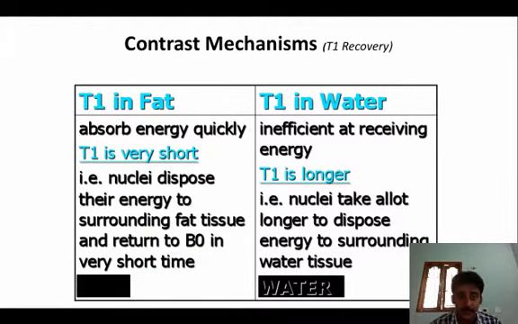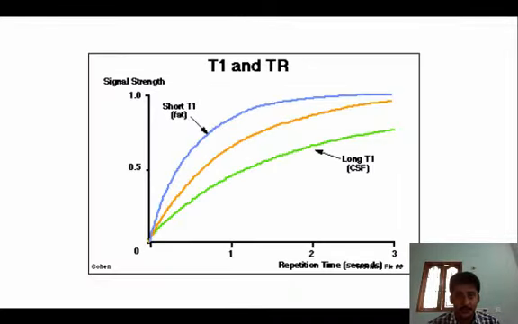So let's have T1 in fat as well as T1 in water. In fat, T1 is very short. As we have seen earlier, fat molecules have carbon and hydrogen atoms which are tightly packed, so they are not stable. Due to van der Waals forces, they just try to come to the original position. Sorry, T1 is very short, which means they are fast in recovery, and in water they are slow in recovery, and hence T1 is longer.